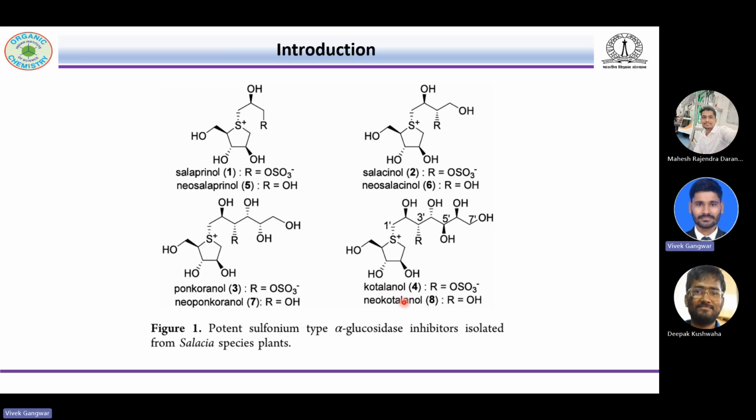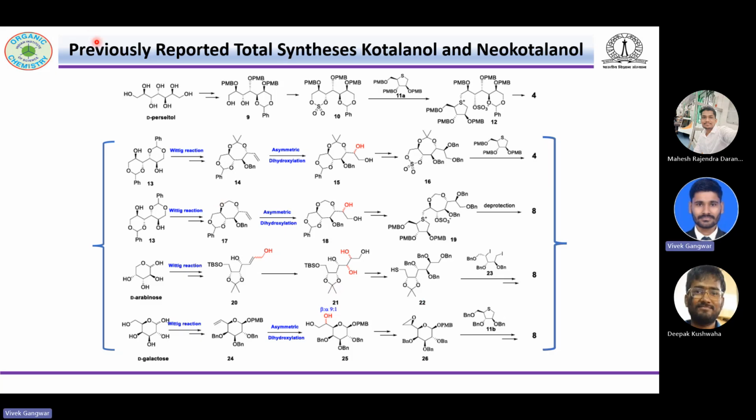What is the problem coming here? Kotalanol and neokotalanol. In that case, 7 carbon is there. So how do we add one more stereo center there? This is the big problem in the synthesis of kotalanol and neokotalanol. So this is the previous report of the total synthesis of kotalanol.